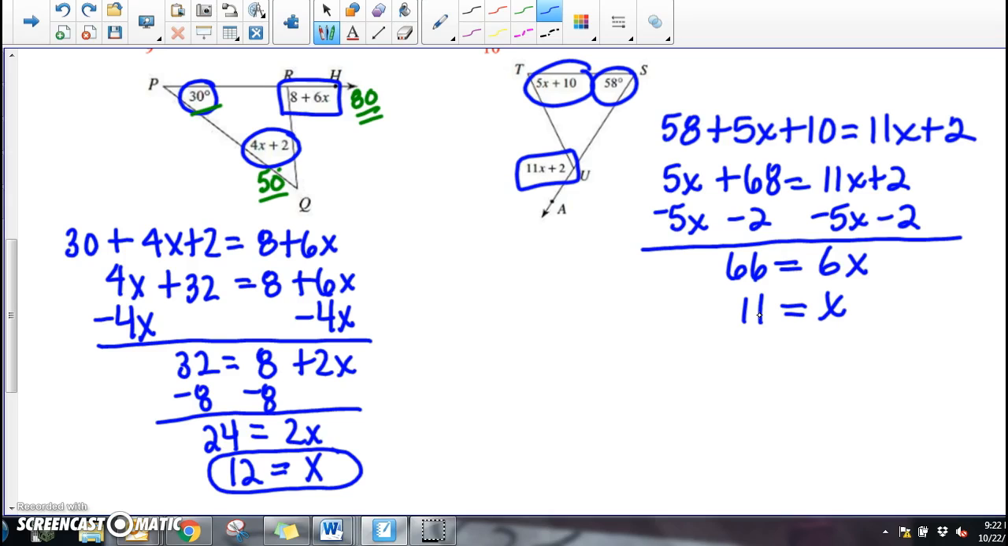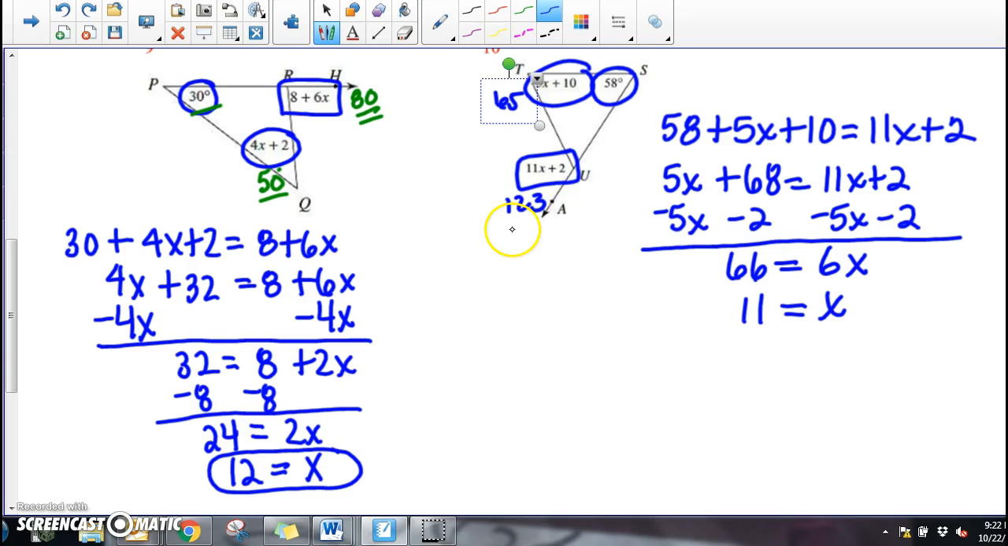Now, anytime if this video got going too fast, just pause it or rewind it and watch it again. Let's just double check everything. So if we plug 11 back in here, substitute, that's 55 plus 10 is 65. 11 in here is 121 plus 2 is 123. 65 plus 58 is 123.